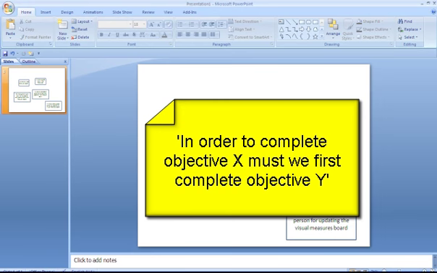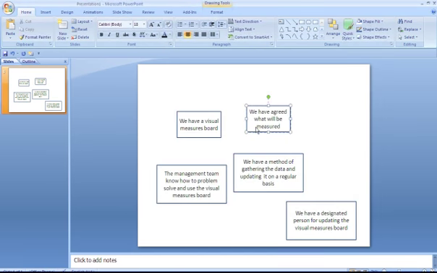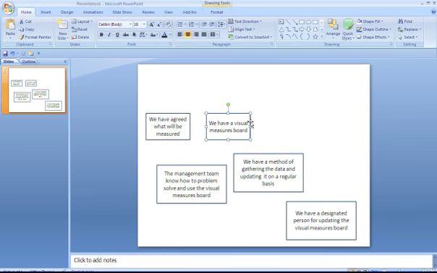And the question we're simply going to ask is, in order to have first done X, should we first do Y? So in other words, in order to have agreed what will be measured, must we first have a visual measures board? Well, I guess in this case it would probably be the other way around. So we'd probably say, in order to have a visual measures board, should we first have agreed what should be measured? Absolutely.